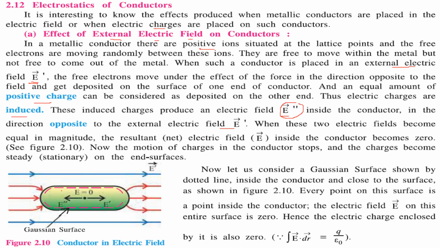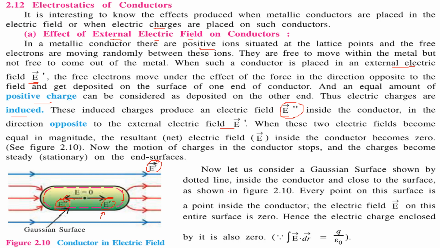So what is happening here is, there is an E dash electric field, and this metallic conductor is subjected to this E dash. Because of this, the charges are deposited here, and you can say there are induced charges. Because of this, there is an electric field E double dash. Now E dash is in this direction, and E double dash, because of the charges inside the metallic conductor due to the electric field outside, is in the opposite direction and similar in magnitude. The resultant electric field will be 0. Now the charges are stationary.